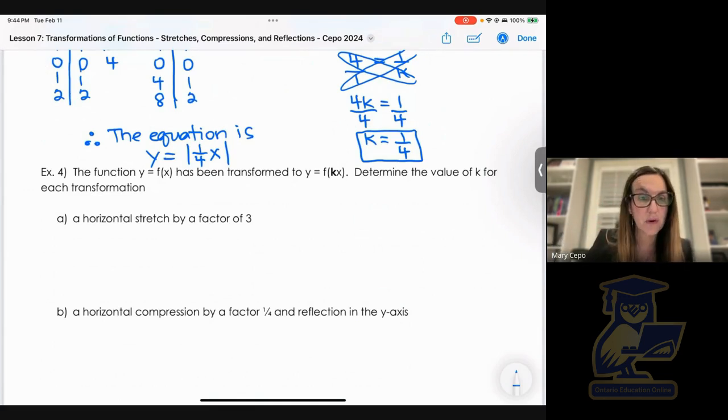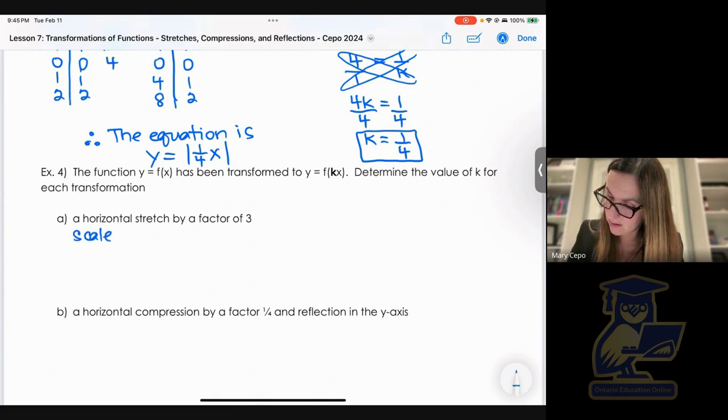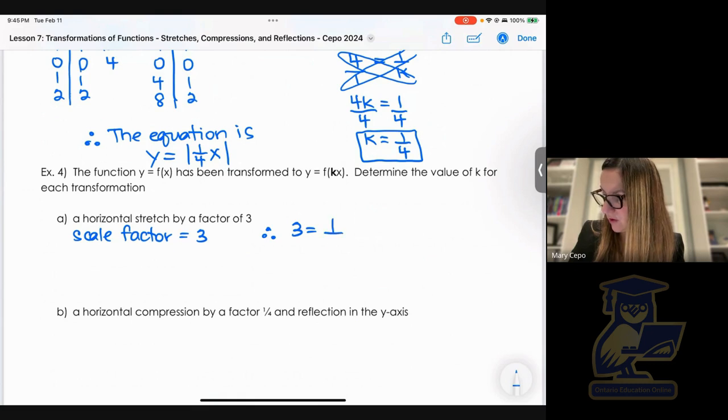Okay, looking at example 4, we have the function y = f(x) has been transformed to y = f(kx). Determine the value of k for each transformation. A horizontal stretch by a factor of 3. So we're just practicing that idea. If the scale factor is 3, we can say therefore 3 is equal to 1 over k. Cross multiplying, 3k is equal to 1. Divide that by 3 to get k by itself. k is equal to 1 over 3.